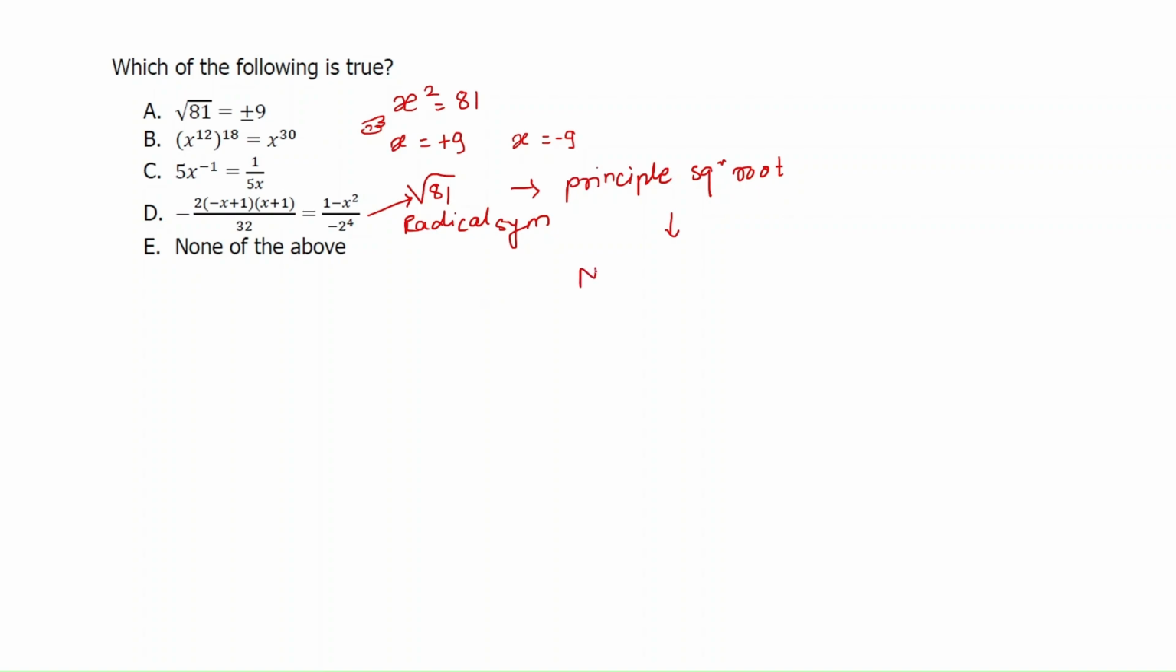non-negative square root. Okay, so what will be the square root of 81, which is non-negative? It will be 9. As this is a radical symbol, that means it's a principal square root, the answer will be 9. That means option A is incorrect.